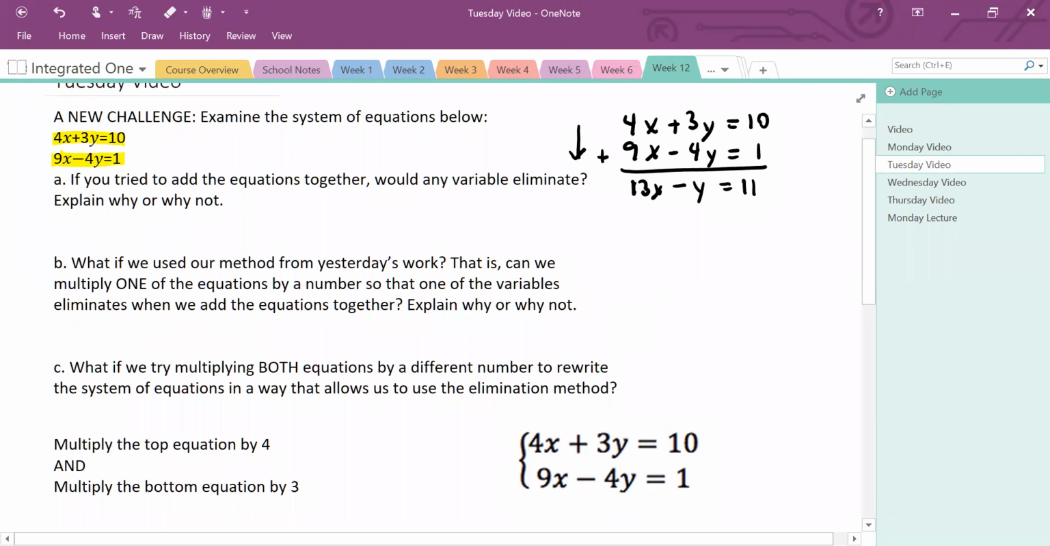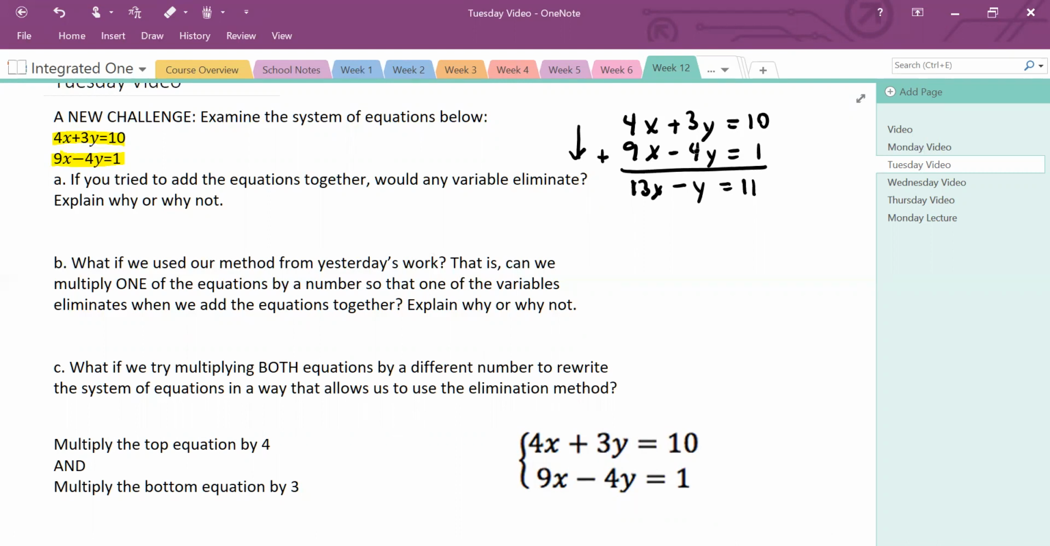Well, what if I multiplied one of these by a number? Would that work? That's what we did yesterday in Monday's video. Which one would I do? Remember how I thought about it yesterday? Let's look at this negative 4. What can I multiply this 3 by to get a negative 4? That's not going to work either. What about 9? If I multiply this 9 by a negative number, would it give me negative 4? Or that 4, if I multiply it by a negative number, would it give me 9? Of course, I can't think of any that would do that either.